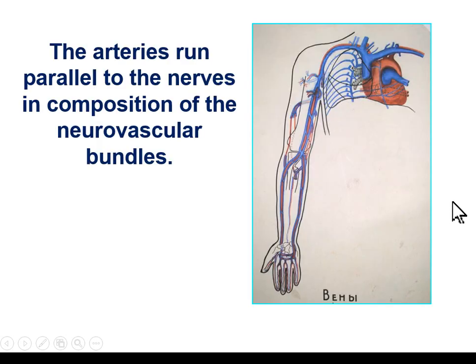The arteries run parallel to the nerves in composition of the neurovascular bundles. On this picture, we can see the neurovascular bundle of the upper extremity. This is brachium. Inside the brachium, we can see the neurovascular bundle of the brachium. It's presented by brachial artery, 2 brachial veins, lymphatic vessels, ulnar and median nerves.